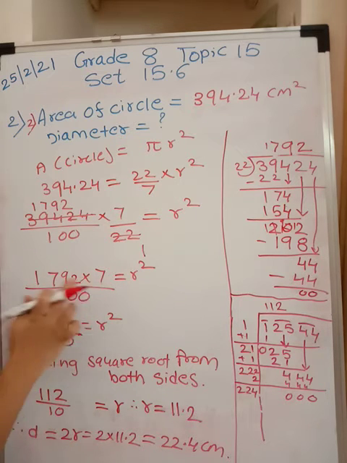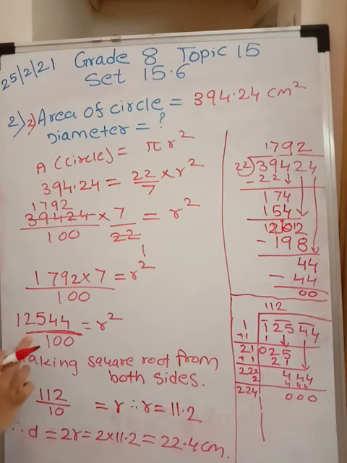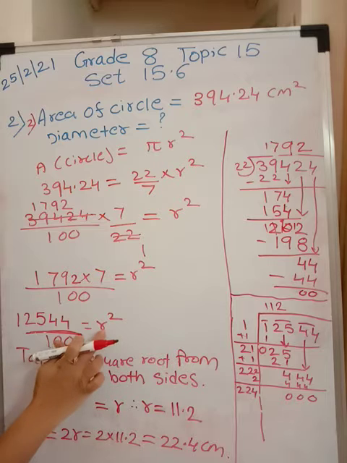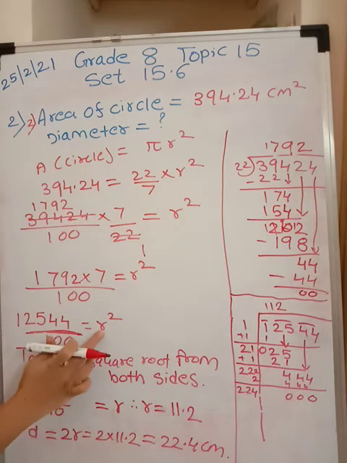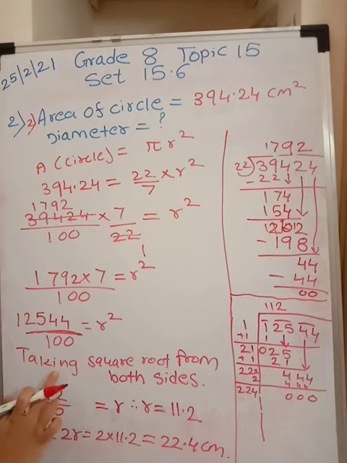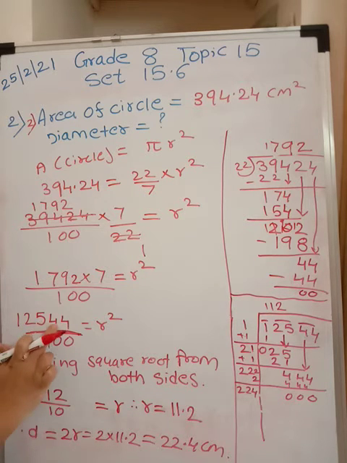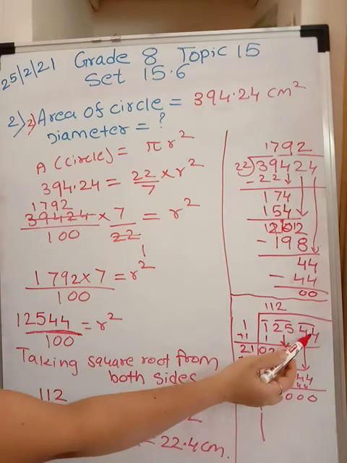So if you calculate this multiplication, you get r square as 12544 upon 100, which is equal to r square. Now we don't want r square, we want r. So we have to take the square root from both sides. So the square root of 12,544, see I have calculated over here.